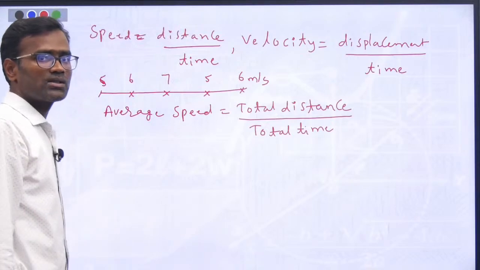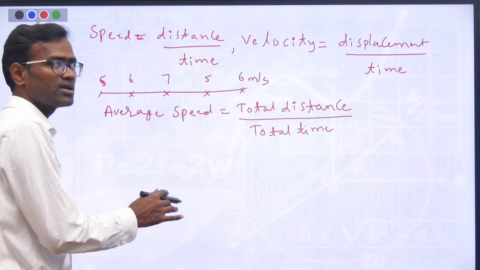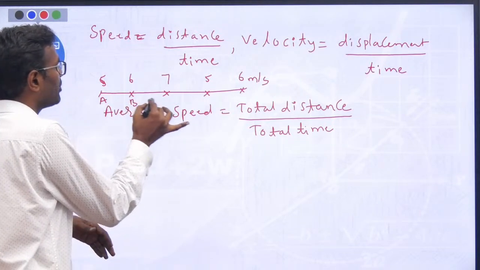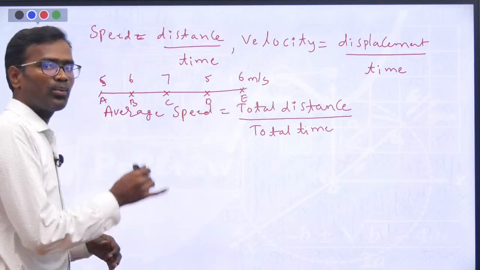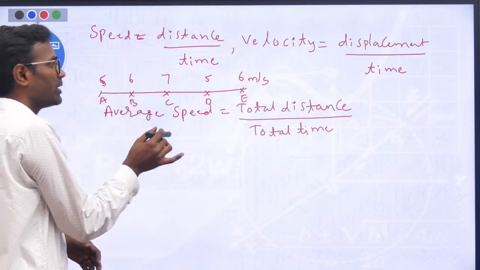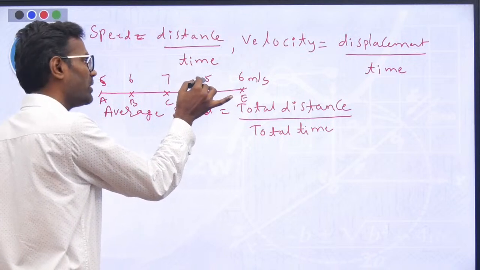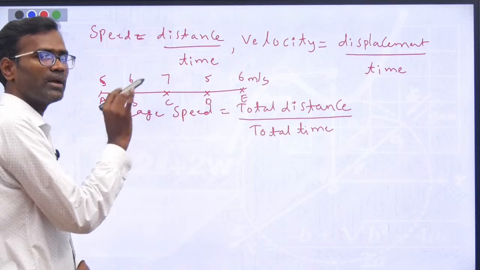We also studied instantaneous velocity or instantaneous speed. Instantaneous speed means the speed at that particular point. Let me write: this is point A, B, C, D and E. At point B, what is the speed? 6. So 6 is the instantaneous speed. At point D, what is the speed of the particle, children? 5. So 5 is the instantaneous speed.